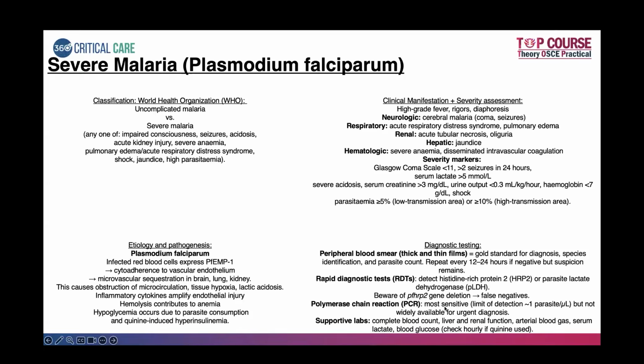Then PCR, it is the most sensitive. It can detect up to one parasite per microliter, but is not widely available for urgent diagnosis. Then supportive labs: complete blood count, liver and renal functions, arterial blood gas, serum lactate, and blood glucose. So it needs to be checked hourly if quinine is used.